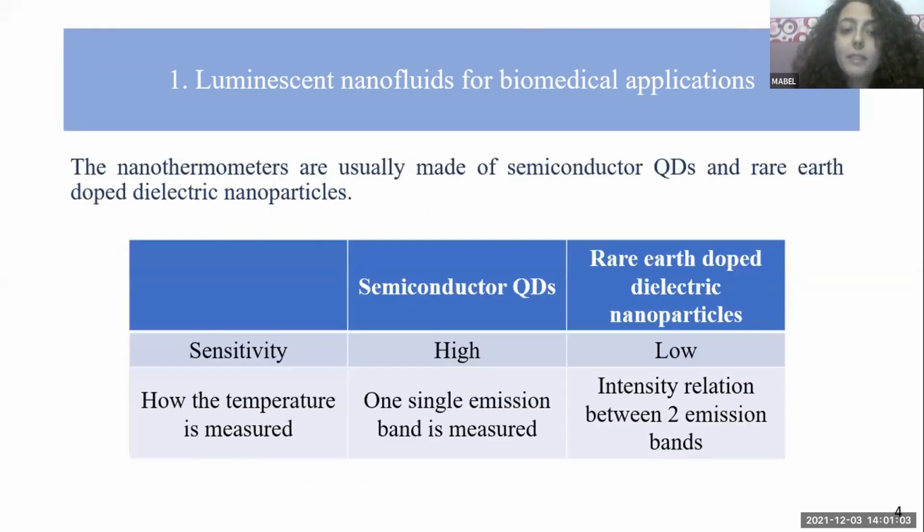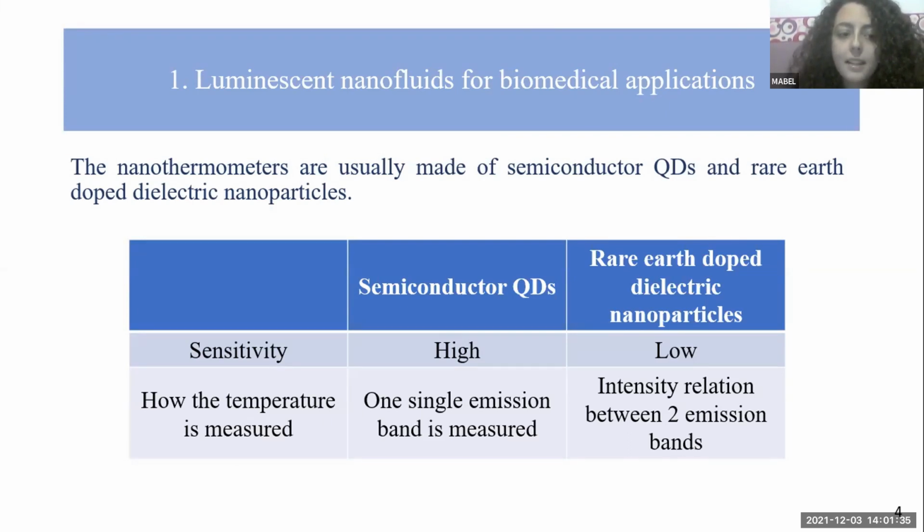The nanothermometers are usually made of semiconductor quantum dots and Pd-doped dielectric nanoparticles. Both have their advantages and disadvantages. In the case of semiconductor quantum dots, their sensitivity is high, but to get the temperature value, one single band is measured. On the contrary, Pd-doped dielectric nanoparticles have a low sensitivity, but the temperature is determined by measuring the intensity ratio between two emission bands.